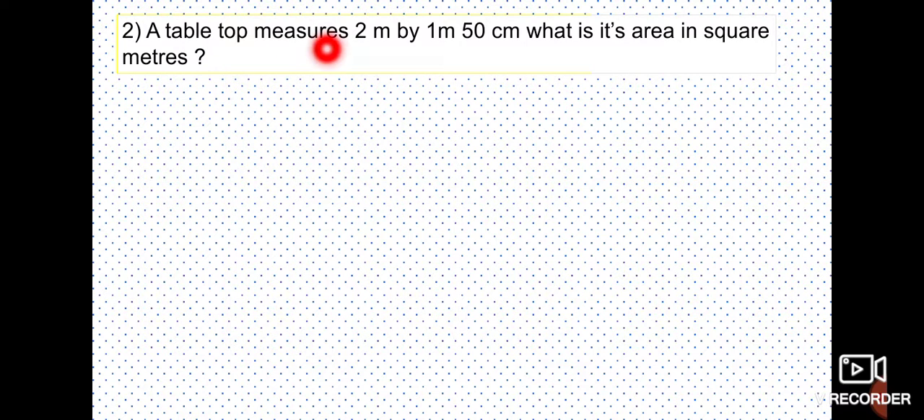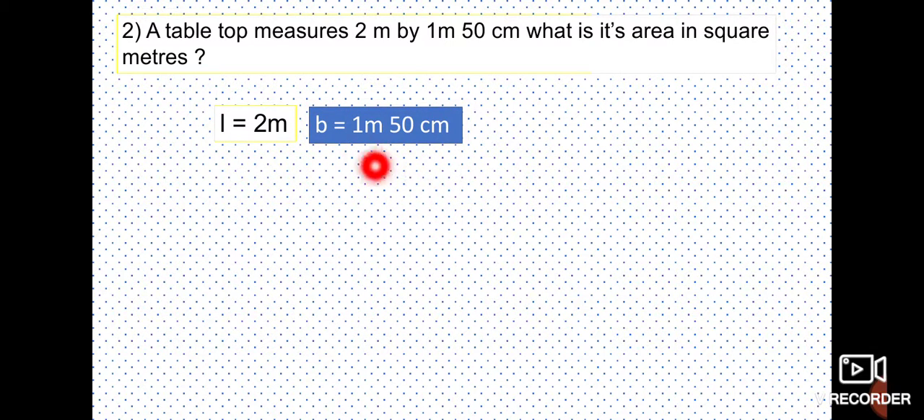A tabletop measures 2 meter by 1 meter 50 centimeter. 2 meter by 1 meter 50 centimeter means length and breadth. What is its area in square meters? L equal to 2 meter, B equal to 1 meter 50 centimeter. This is mixed of meter and centimeter. So we convert this into meter.